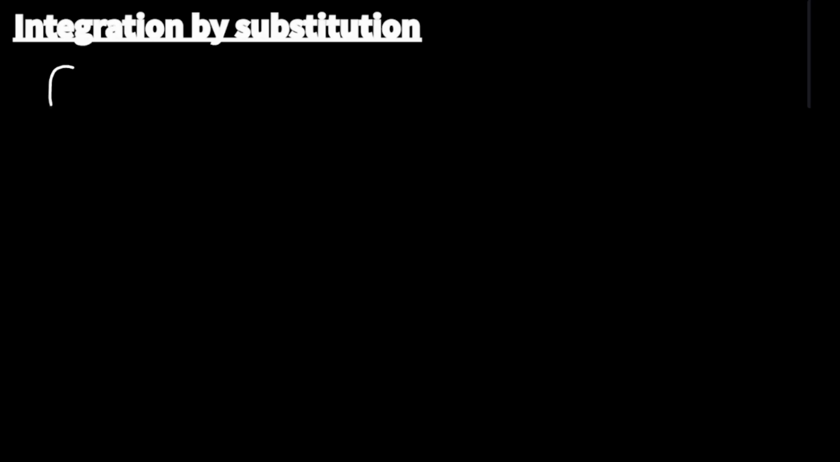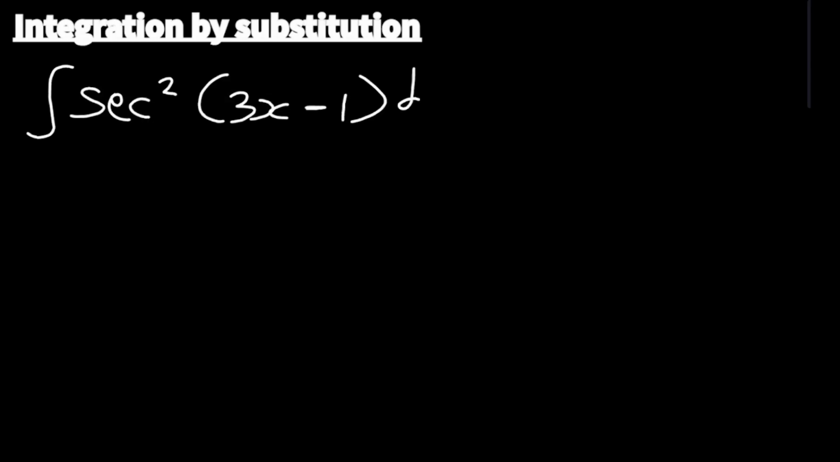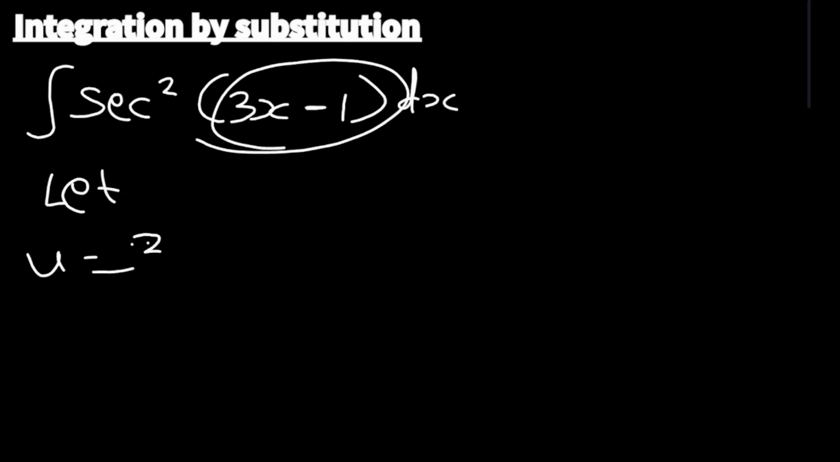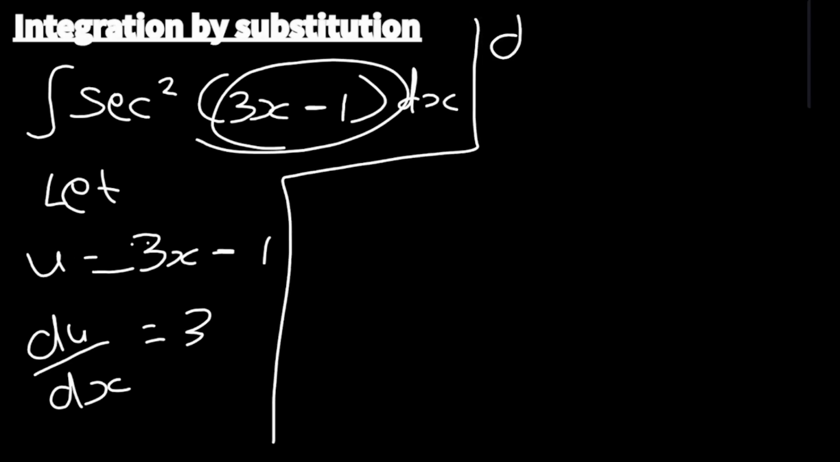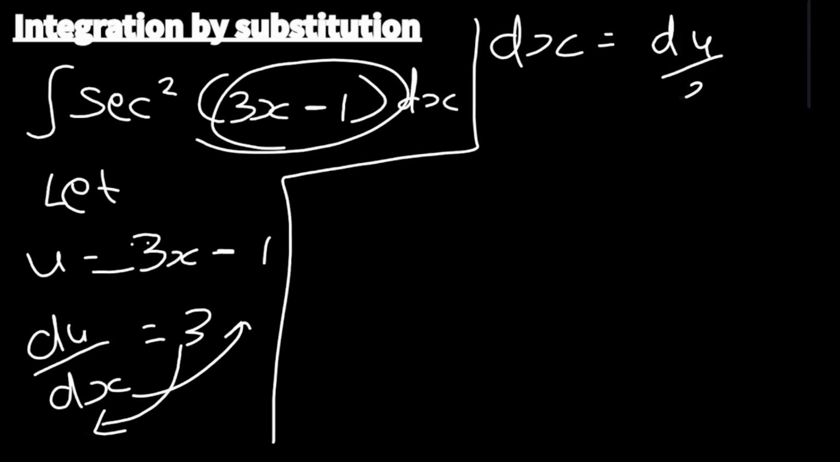Another example: what is the integral of sec squared (3x minus 1) dx? So we let our u be 3x minus 1. We find the derivative of u with respect to x. This will be 3. The next step is to make dx the subject. Take dx the other way and bring 3 the other way. That will be du over 3.